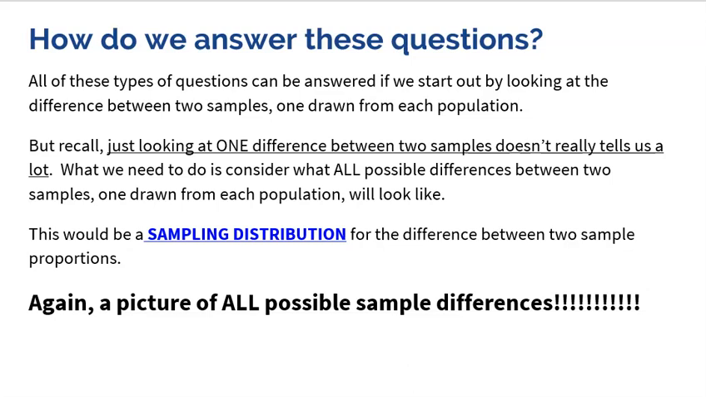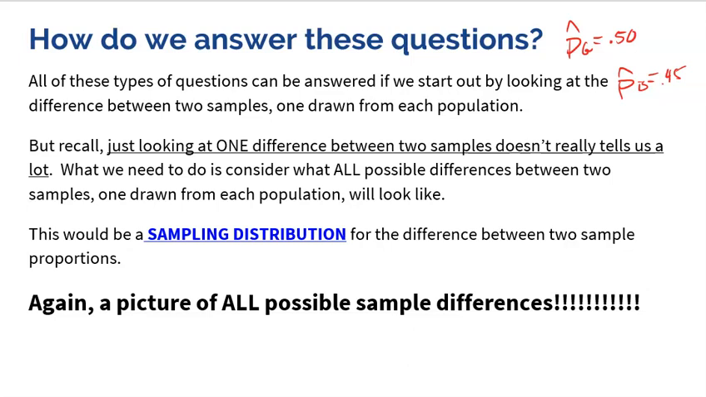But remember, one difference between two samples doesn't really tell us a whole lot. Let me give you an example of this. Let's say we get a proportion of girls, and it comes back that 50% do their homework, and we get a proportion of boys, and it comes back that 45% do their homework. That's a 5% difference. But that doesn't mean the true difference is 5%. I mean, the truth could be bigger, smaller. It could even be negative, right?